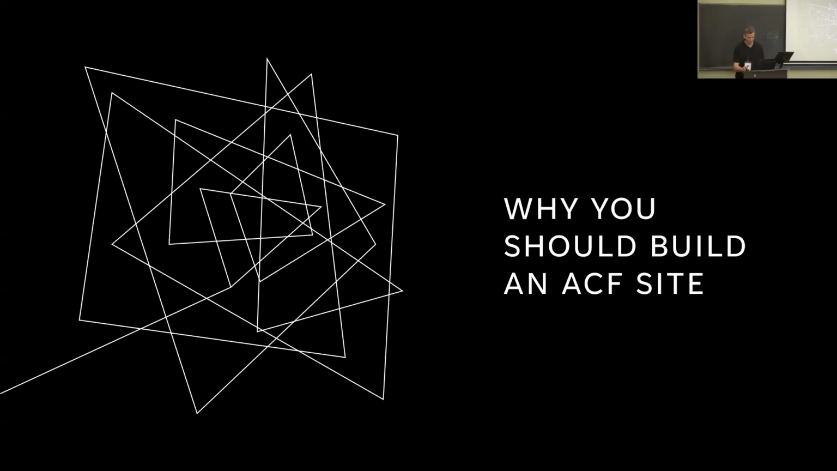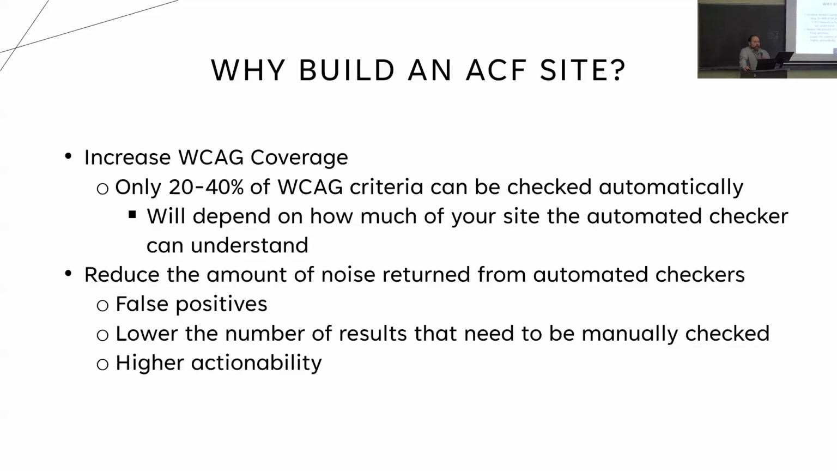Next up is you, sir. Dan kind of started touching on some of this, but why we should build an automated checker friendly site. Like Dan said, typically only 20 to 40% of WCAG criteria can be checked automatically. And that will really depend on how much of your site the automated checker can understand. So our goal is to make sure that when we're building our sites, we're increasing our coverage, right? So that we're on the upper end of that range.